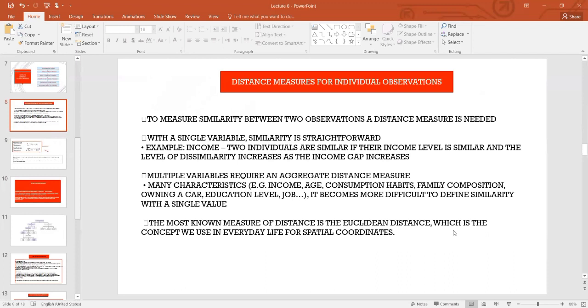Multiple variables require an aggregate distance measure. With many characteristics, income, age, consumption habits, family composition, owning a car, education level, job, it becomes more difficult to define similarity with a single value. لما يكون في عنا كتير variables بالصعب إنه نحدد ونفرق بيناتهم.